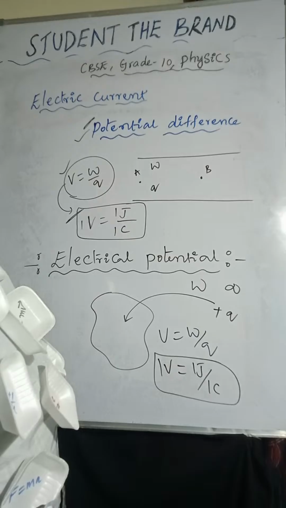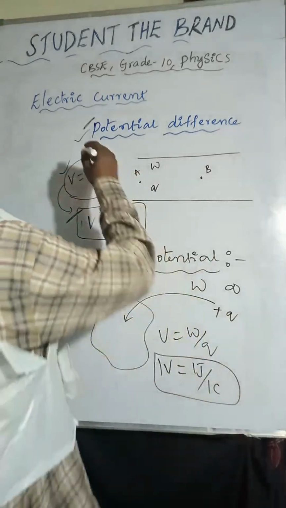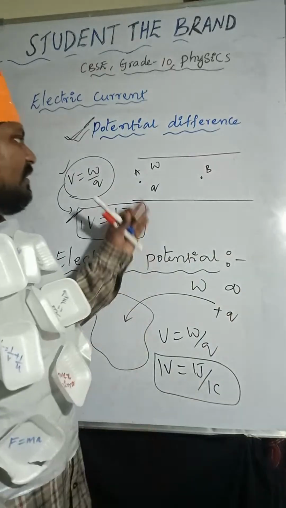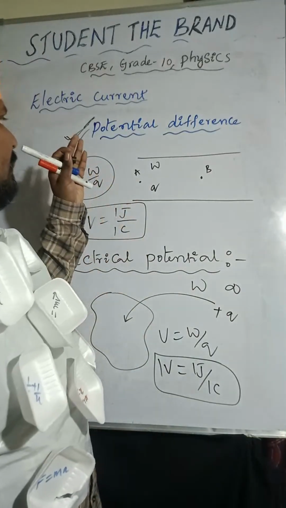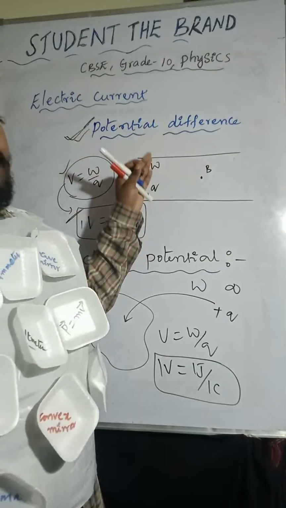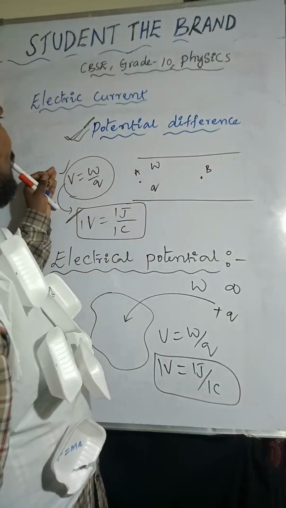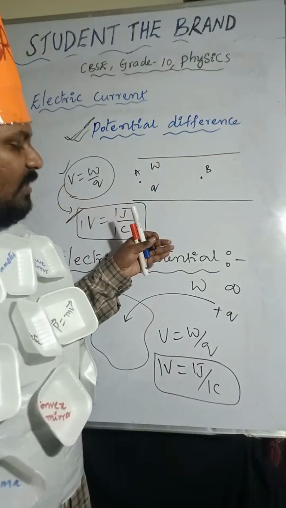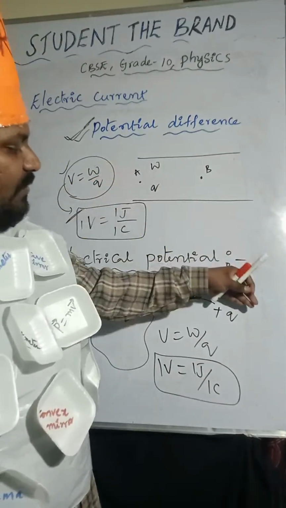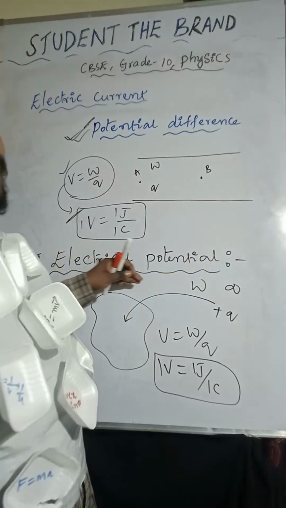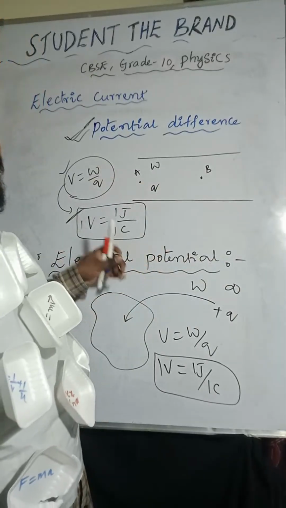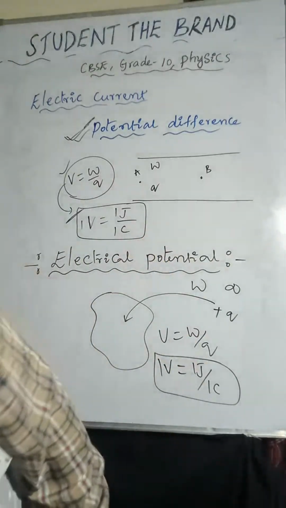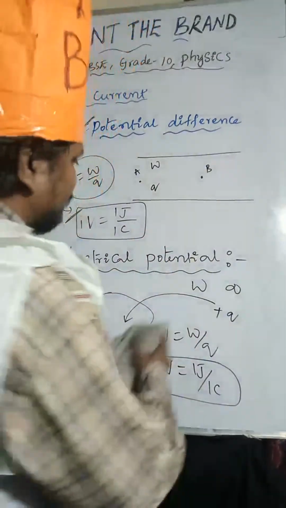Okay. So this is potential difference. Potential difference is nothing but work done to bring unit positive charge from one point to another point within the conductor. That is called potential difference. Electrical potential: work done to bring unit positive charge from infinity to the required field. That is called electrical potential. I hope it is very clear to you all. Right? Next.